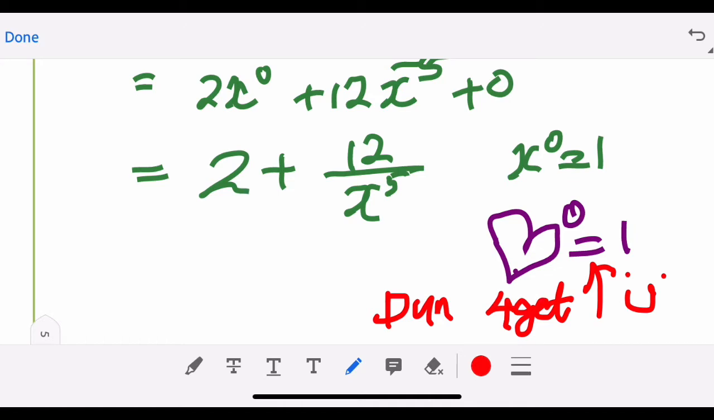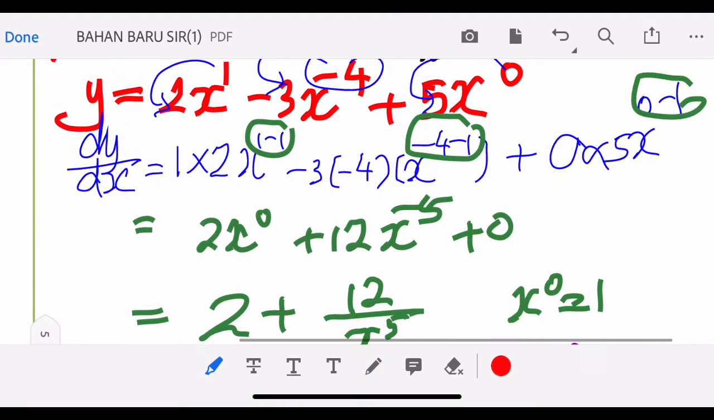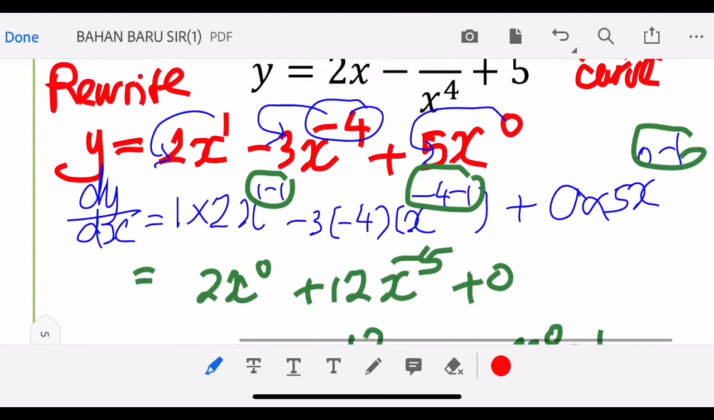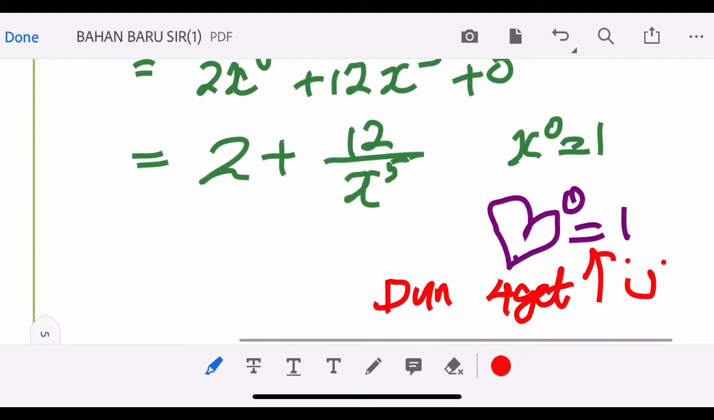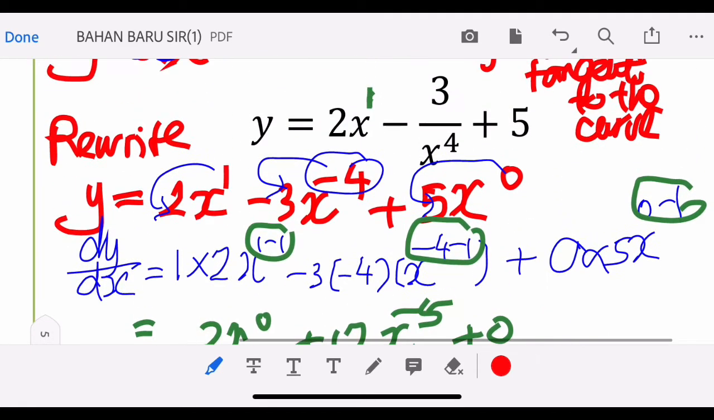I hope that you will always practice so that the differentiation skills are always with you. So we use the power rule to solve the differentiation.